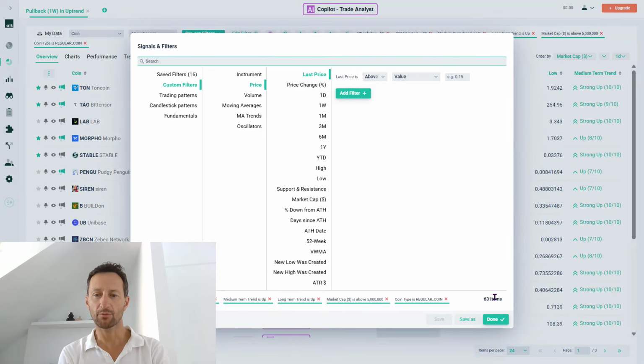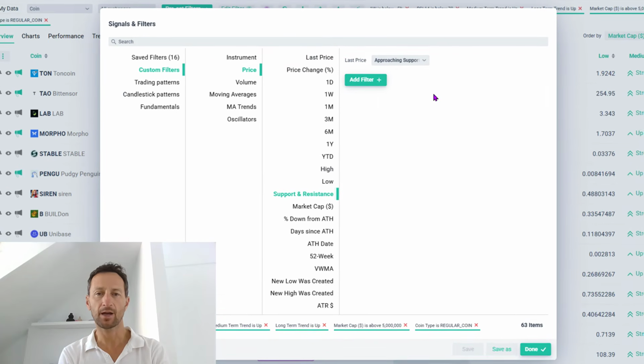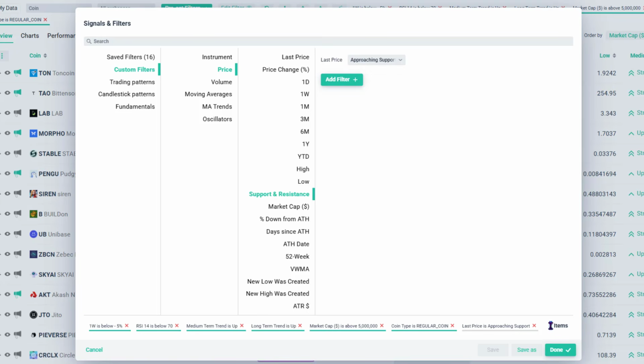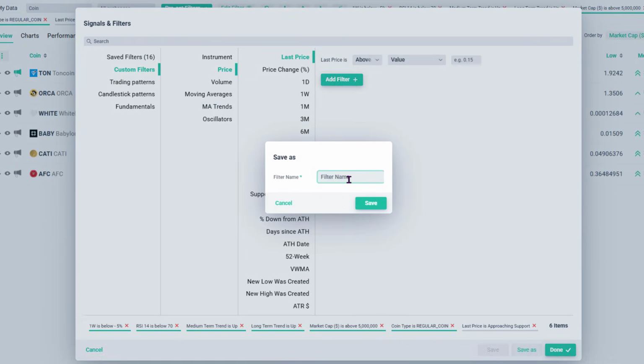So I'm down from 2,000 assets to just 63 assets. Okay, and I'm going to modify this even further and say I also want only those assets that are approaching support. So you can select the support and resistance option here and say approaching support and add that filter. Now I'm down from 63 to just 6 assets. I can save it, pullback to support, all right, in uptrend.